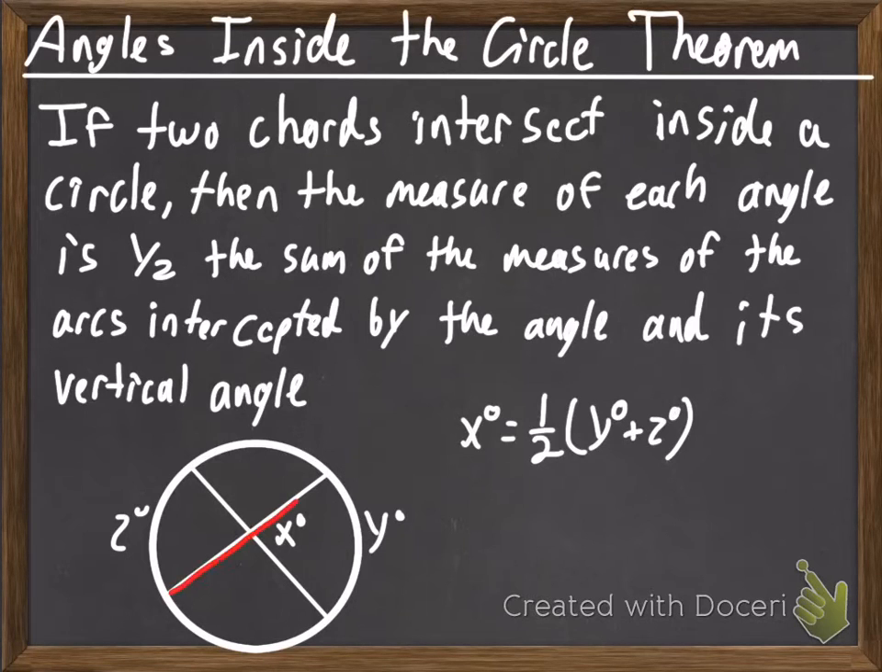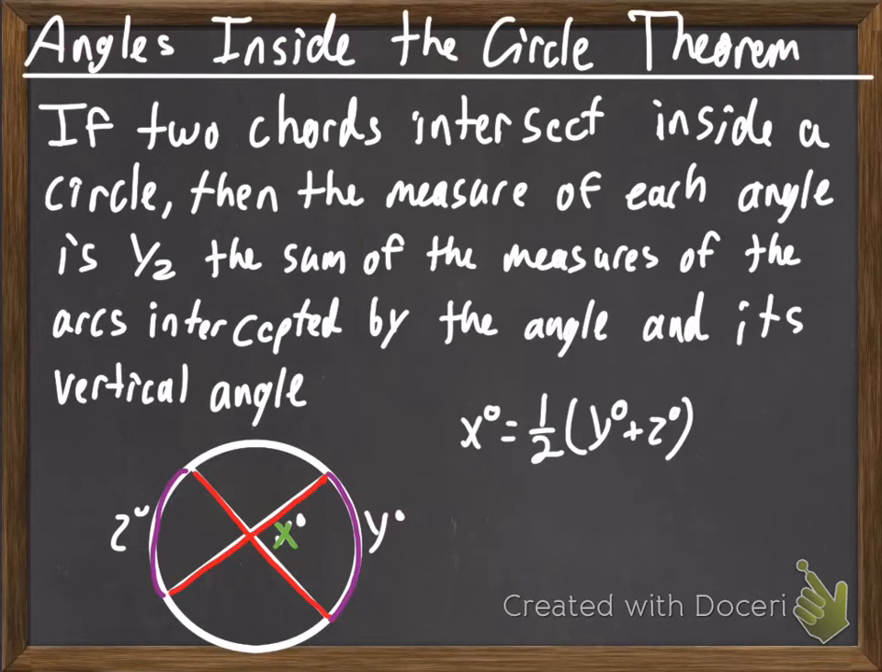We have two chords here in the circle. It doesn't matter where they are, it's just that they are intersecting. So our two chords intersect, and we get two angles. We're just focused on angle X here. Because we have two angles, we also have two arcs, right here and right here. So, if we want to find the measure of X, X equals 1/2 times Y plus Z.